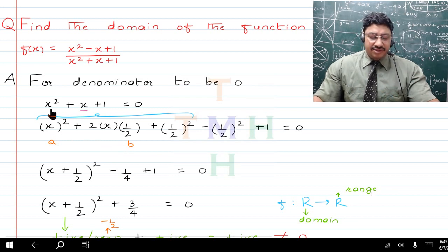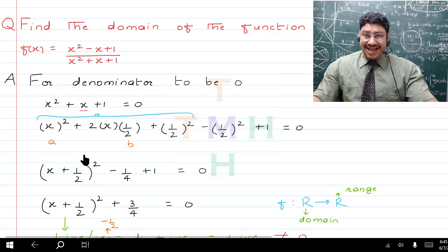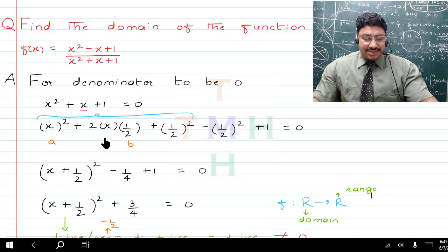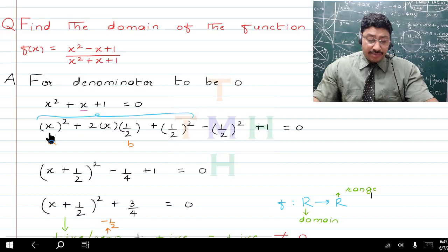As such, the first term is already a perfect square. It is just like a square, so it can be written as x whole square. Then for the next term, which is the linear term, we should have it like 2ab, as we are trying to get a plus b whole square. Thus it should be 2, a, which we've already found out to be x, and the value of b should be 1 upon 2, so that 2 and 2 get cancelled and we get x, which is what is required here as the linear term.